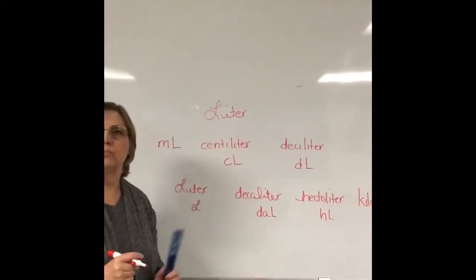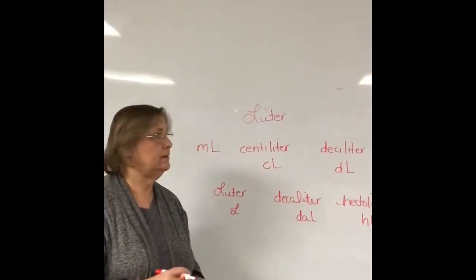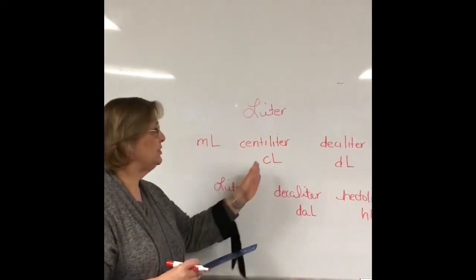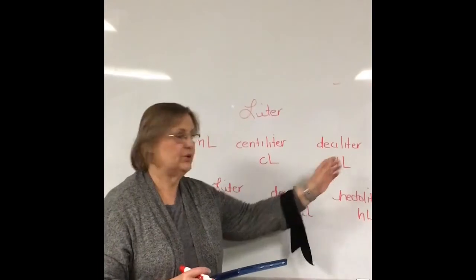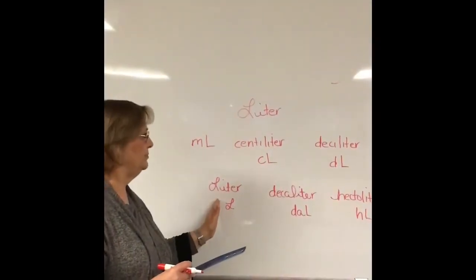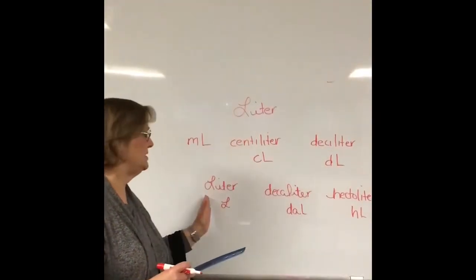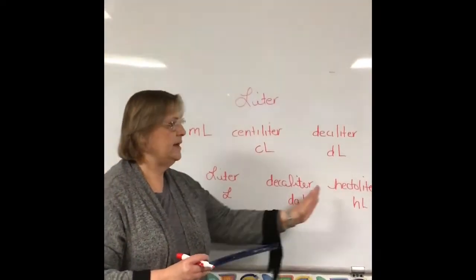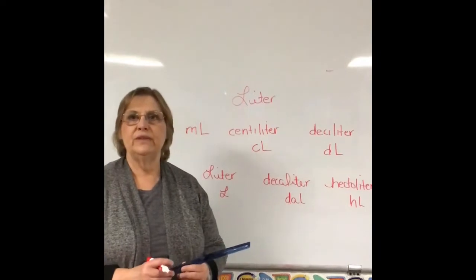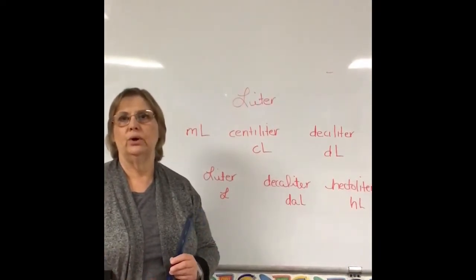Metrics are always based on the unit of 10. It takes 10 milliliters to make a centiliter, 10 centiliters to make a deciliter, a liter, 10 of these to make these, deciliter, 10 of these to make this, and so on. Everything is based on the value of 10.